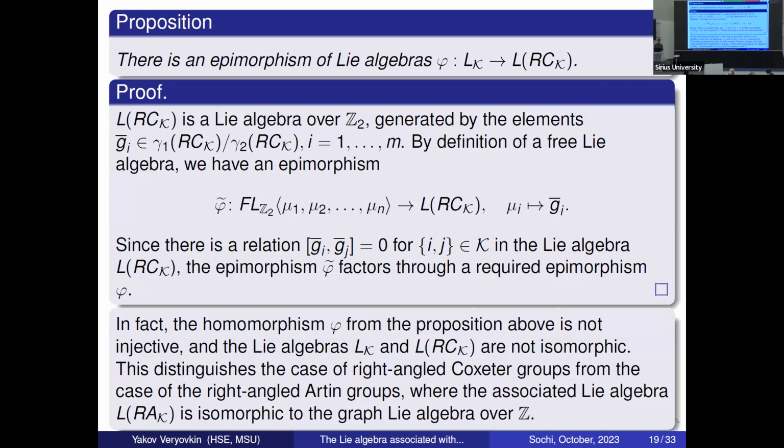But in fact, the homomorphism phi from the proposition above is not injective, and the Lie algebras L(K) and L(RCK) are not isomorphic. This distinguishes the case of right-angled Coxeter groups from the case of right-angled Artin groups, where the associated Lie algebra of a right-angled Artin group is isomorphic to the graph Lie algebra over Z.